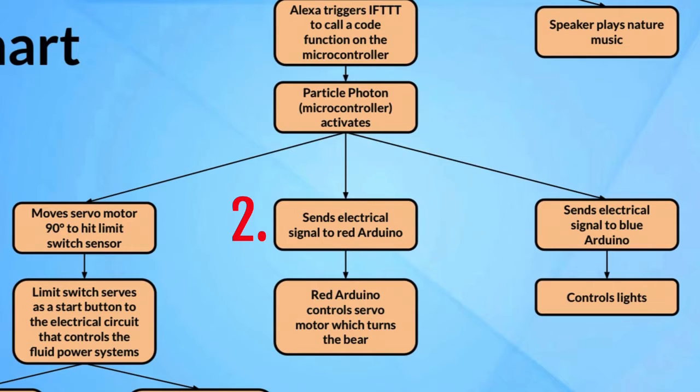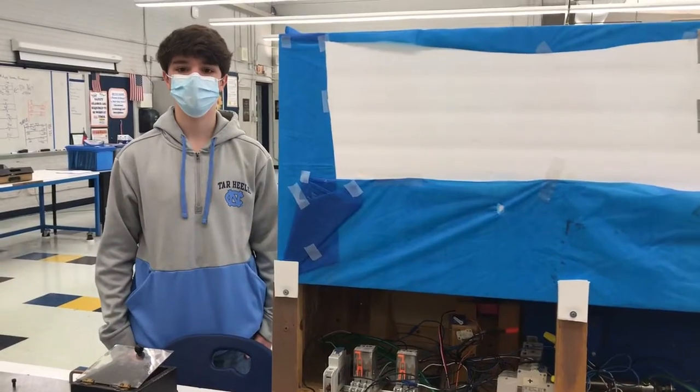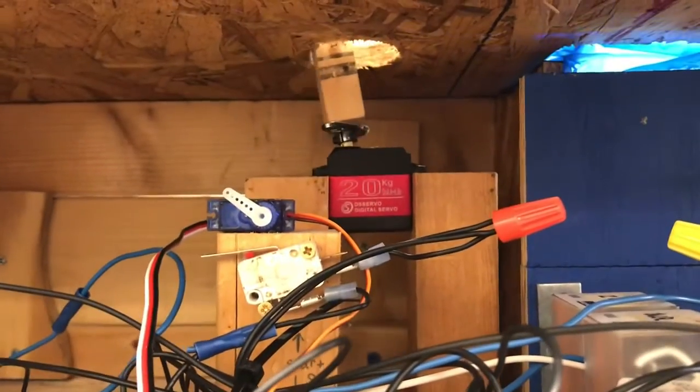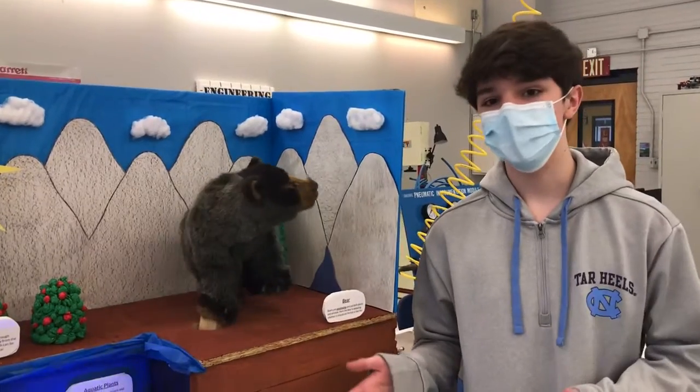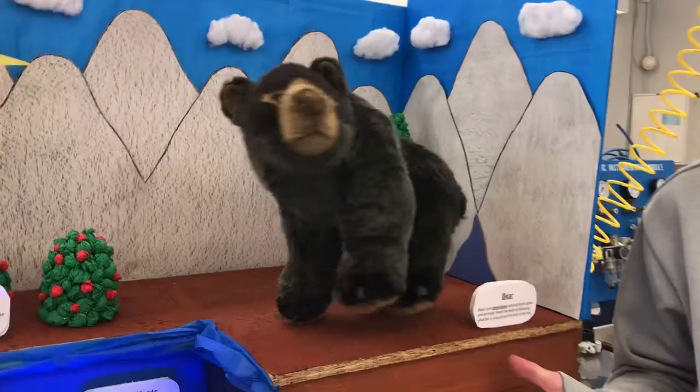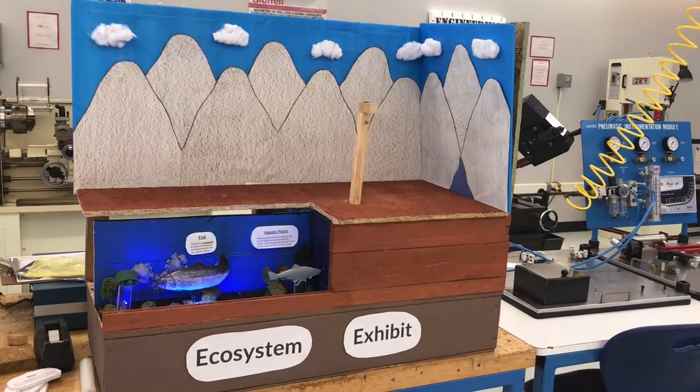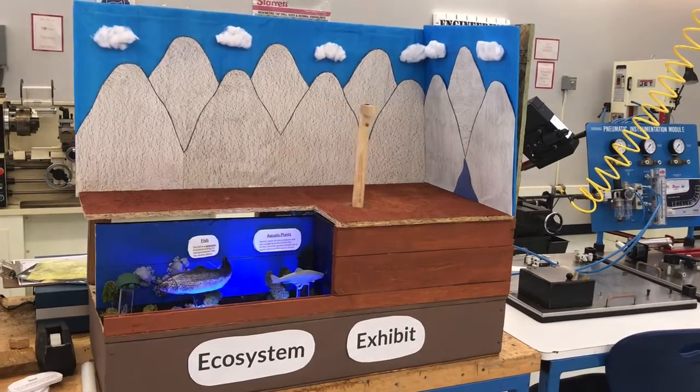The second thing the photon does is send an electrical signal to another microcontroller, which is used to control the bear. Once the microcontroller receives the signal, it starts the servo motor. This is our third movement. The bear moves through the use of an interior skeleton, which is attached to the servo motor.